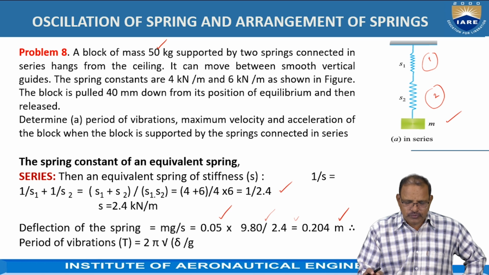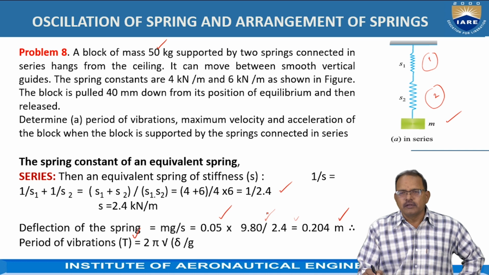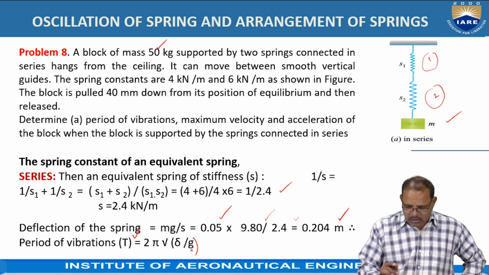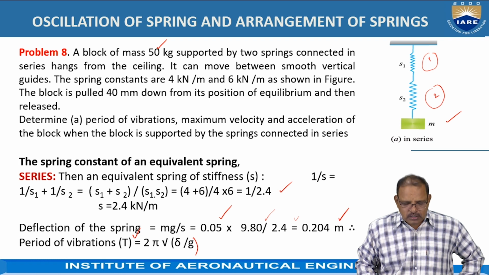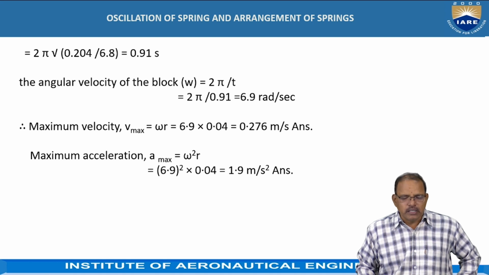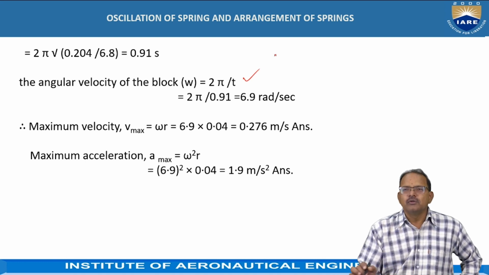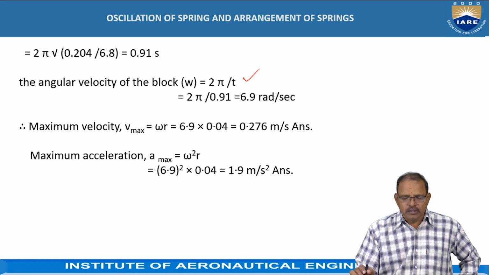The period of vibration is T equal to 2 pi into under root of delta by g, where delta represents the deflection of the spring. That is 2 pi into under root of 0.204 divided by 9.81, which is equal to 0.91 seconds. The angular velocity of the block is 2 pi by T, which is 2 pi divided by 0.91, equal to 6.9 radians per second.